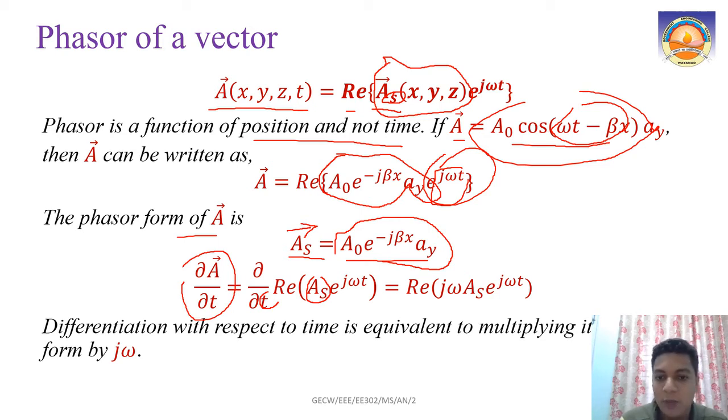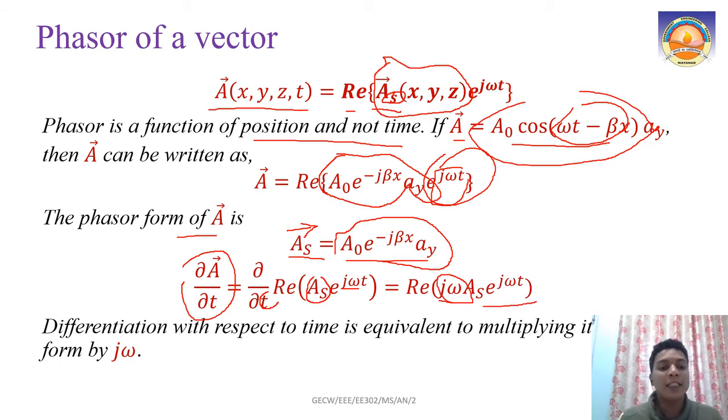So now, it does not matter about this as. We can take the dou by dou t inside. So dou by dou t of e raised to j omega t is what? Differentiation of e raised to kx gives k into e raised to kx. So here what we get in front of t is j omega. So it will become the real part of j omega as e raised to j omega t. I think you are clear here.